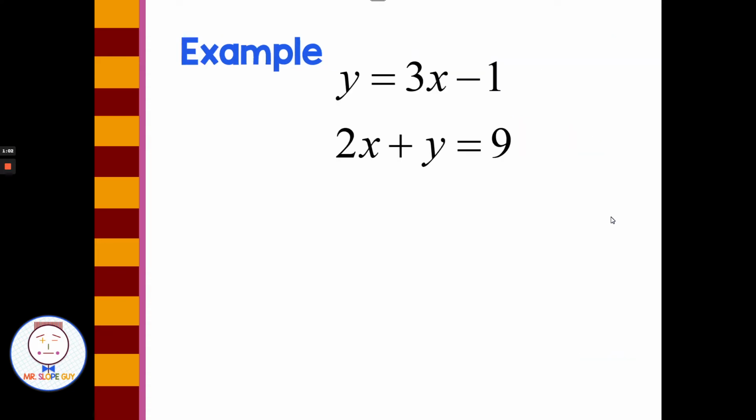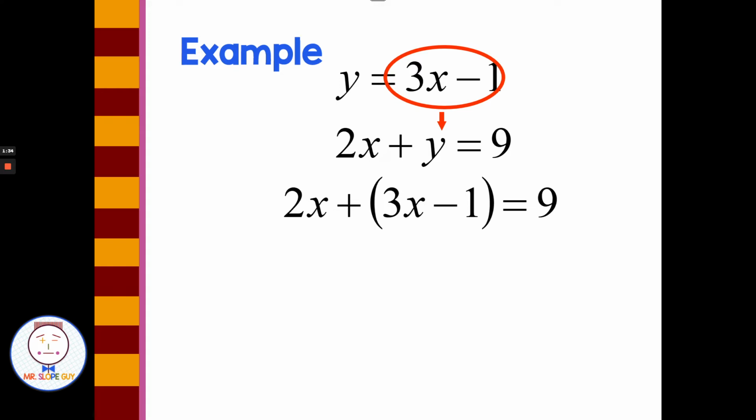So let's look at an example. We have y equals 3x minus 1 and 2x plus y equals 9. So if y truly equals 3x minus 1, then y could be replaced with 3x minus 1. So we're going to take that fact that if y is equal to 3x minus 1, we could replace y with 3x minus 1. So we're going to take this 3x minus 1 from the first equation, and we're going to replace y in the second equation with 3x minus 1.